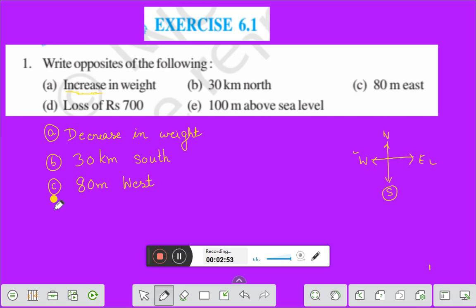Okay. Now D. D is loss of rupees 700. What is the opposite of loss? It is profit or gain. Therefore it will be profit or gain of rupees 700.